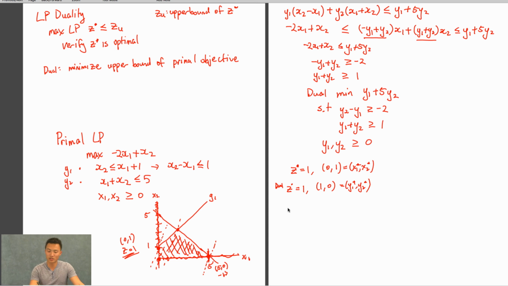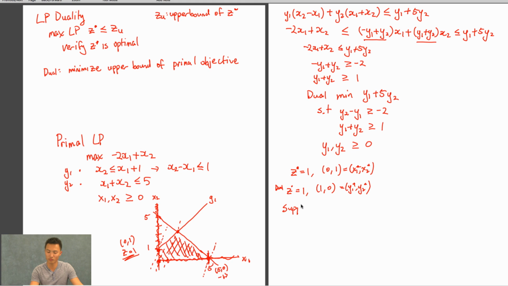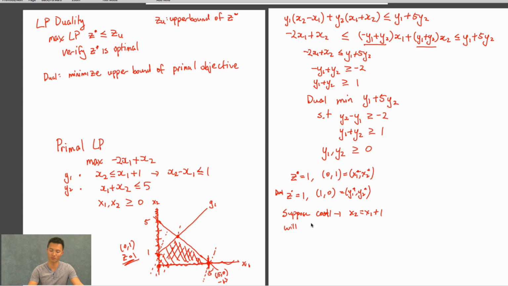Now, here's a question. Suppose that constraint 1 became x2 equals x1 plus 1. Will the optimal objective change? Right, that's one question. And will the dual change?